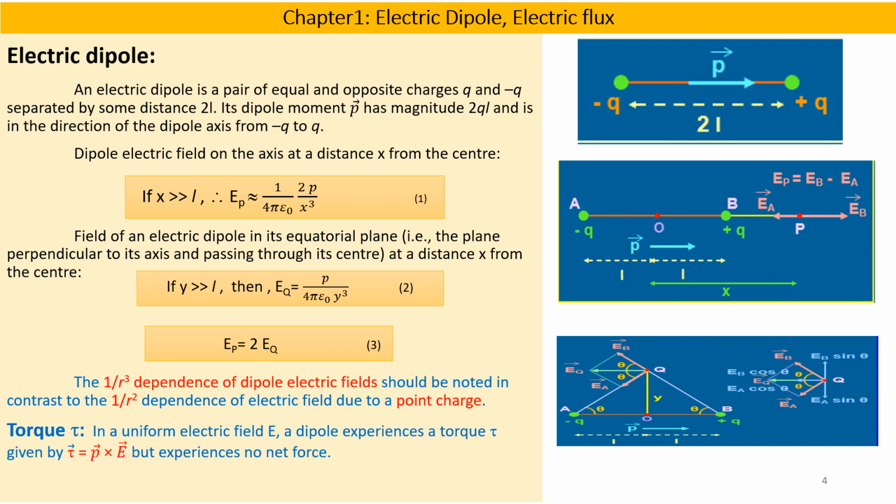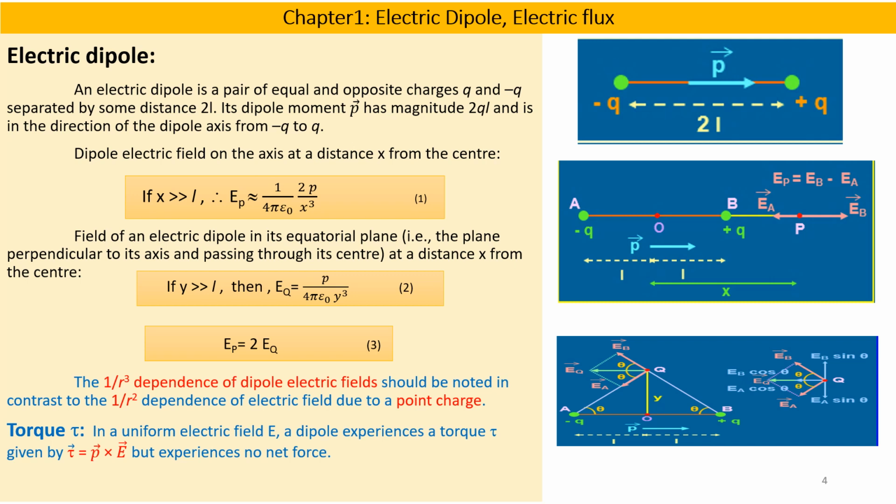And there are some more cases for maximum and minimum torque. The minimum torque experienced by electric dipole in an electric field is when theta is equal to 0 or pi, tau minimum equal to 0. And maximum torque, that is tau maximum, is when sin theta is equal to 1, that is theta is equal to pi by 2, or tau max is equal to P into E.